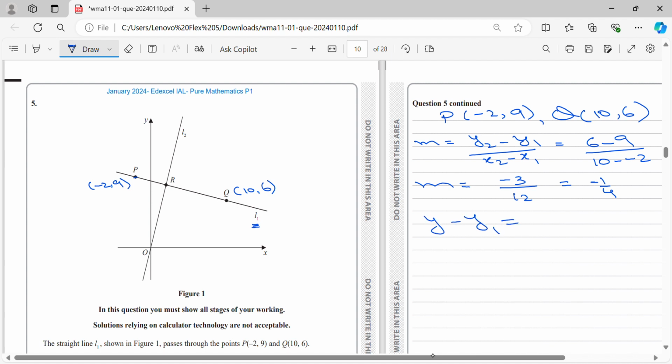You can use y = mx + c as well, but I'm using y minus y1 equals m times x minus x1. Any one of the coordinates can be used because both pass through the line L1, so that doesn't matter. I'm using the Q coordinate. So y is 6, the gradient is minus 1 over 4, and x is minus 10.